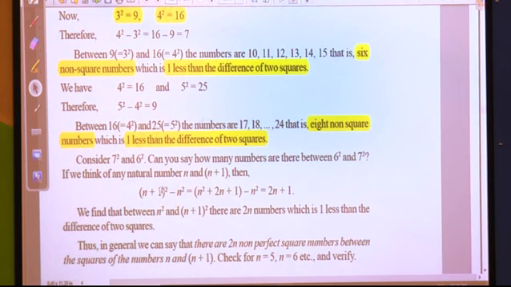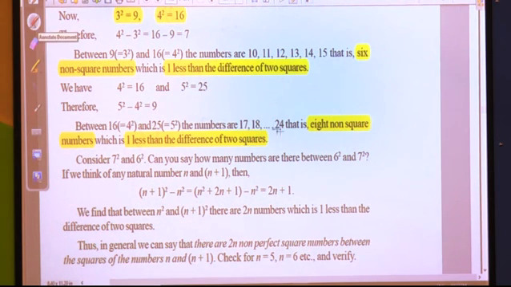In the same way, n plus 1 bracket square minus n square. n plus 1 bracket square means what? It is a plus b bracket square, which is a square plus 2ab plus b square, so n square plus 2n into 1 plus 1, minus n square. So, n square got cancelled, and you can see here it is 2n plus 1. Let us see this in detail.